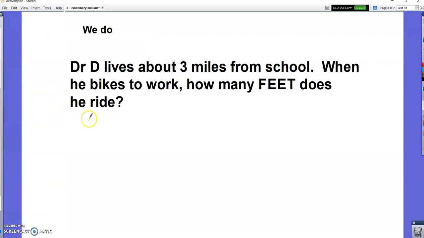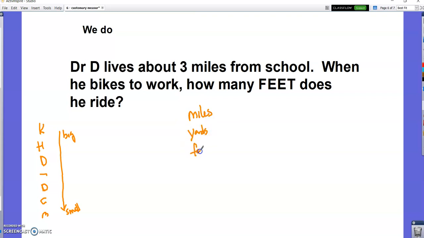I live about 3 miles from school. When I bike to work, how many feet do I ride to school? Okay. So again, just like we used to write King Henry died drinking chocolate milk in the metric system, these were written from biggest to smallest, right? So when I work customary measurement problems, I still like to write my units from biggest to smallest to help me remember. Miles, yards are next, feet, and inches.